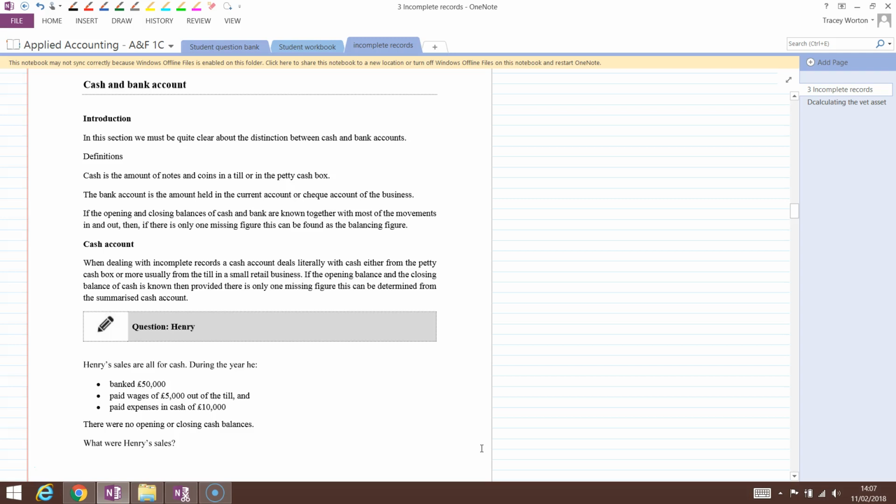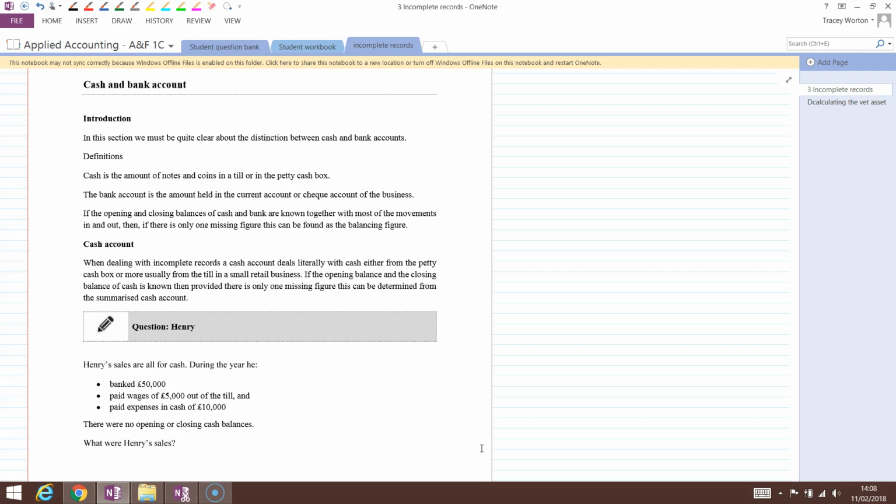Now in this section we have to be quite clear about the distinction between cash and banks. Cash is the amount of notes and coins in the till or the petty cash tin. A bank account is the amount held in a current account or a cheque account of the business. If the opening and closing balances of the cash and the bank are known, together with most of the movements in and out, then if there is only one missing figure, this can be found as the balancing figure.